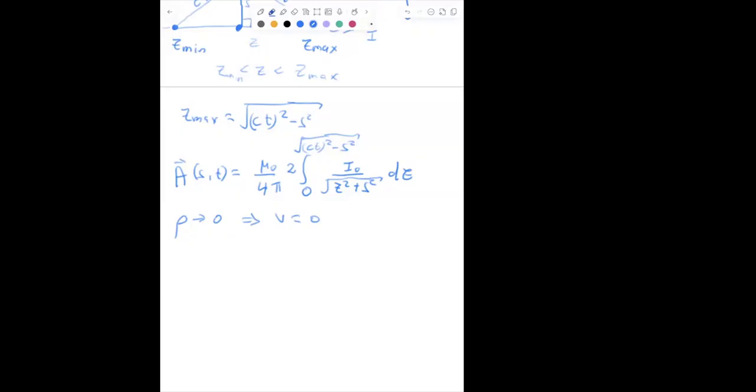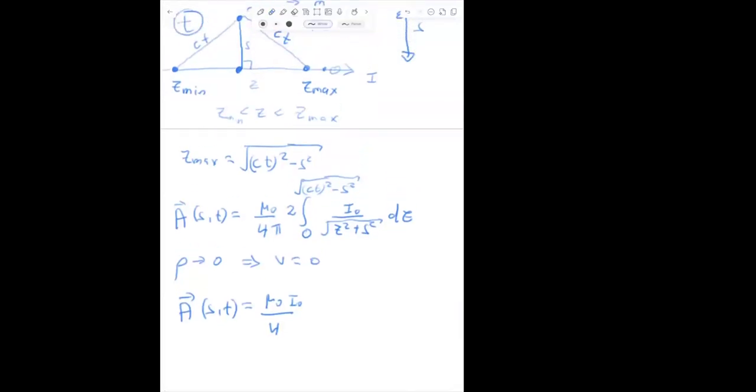Okay, so now we need to solve this equation. And because integrals are not interesting for us anymore, I just write down the solution, which is U0 I0 over 2 pi, because 2 over 4 is 2. And here I'm going to write, okay, let's switch to black, why not, the log of CT plus the square root of CT squared minus S squared, all this divided by S.